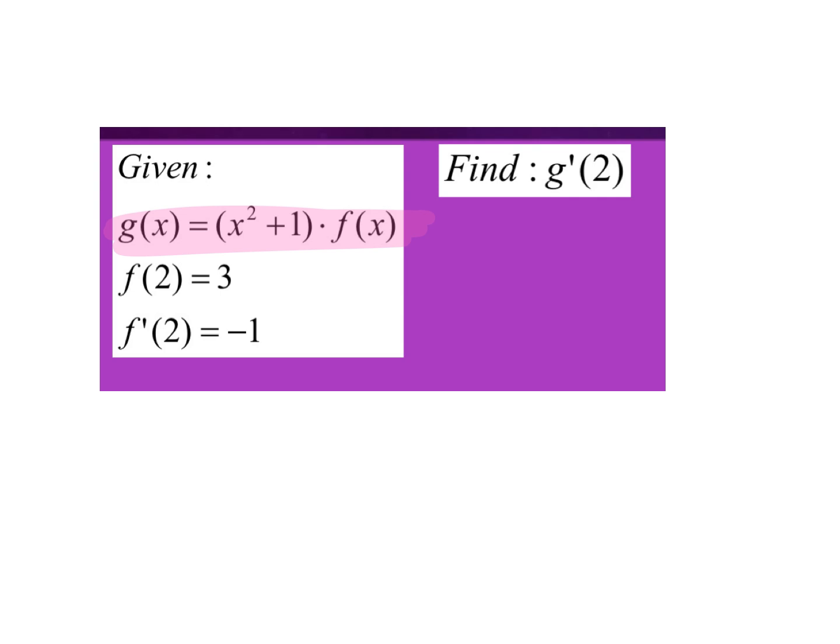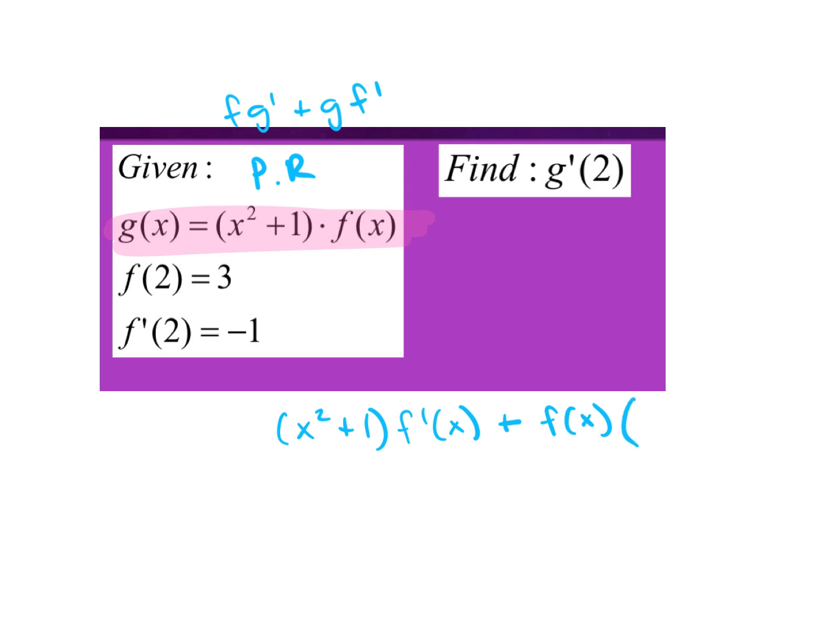Let's take the derivative first. How would we take the derivative of something like this? Product rule, perfect. We're going to do the product rule. So our product rule is the first times the derivative of the second plus the second times the derivative of the first. So our first would be x squared plus 1 times the derivative of the second, which would just be the derivative of f. We don't know what it is yet. Plus the second, so f of x times the derivative of the first. What's the derivative of x squared plus 1? 2x. So this is g prime of x. This is our derivative of g.